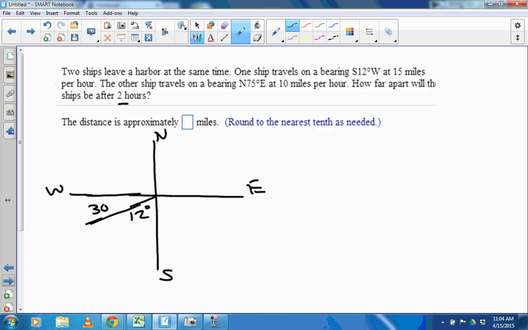All right. The other ship goes north 75 degrees east. So that's like over here somewhere. Now, where's that 75 degrees going? Right with the y-axis. So that's going to make this angle 15. Now what happens here is it really just makes a big obtuse triangle right here.